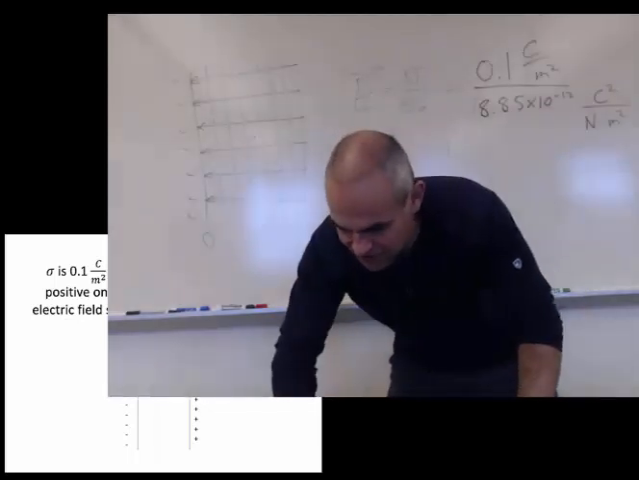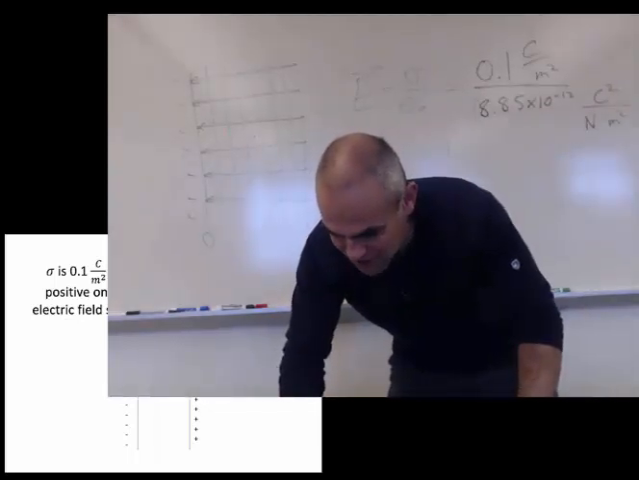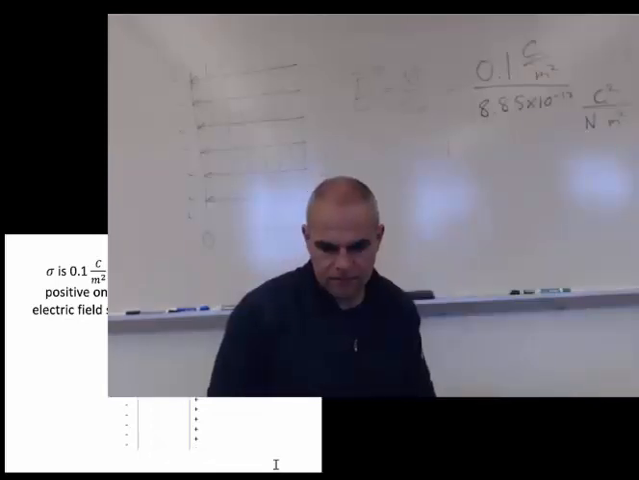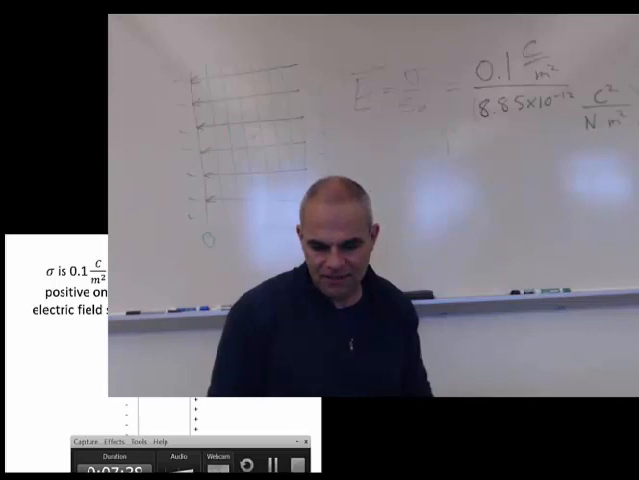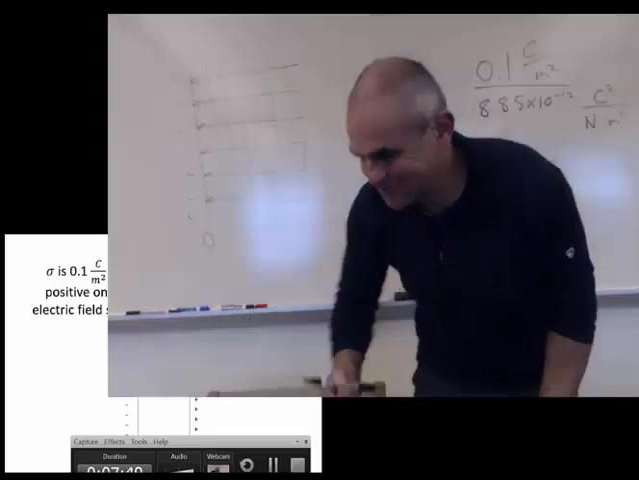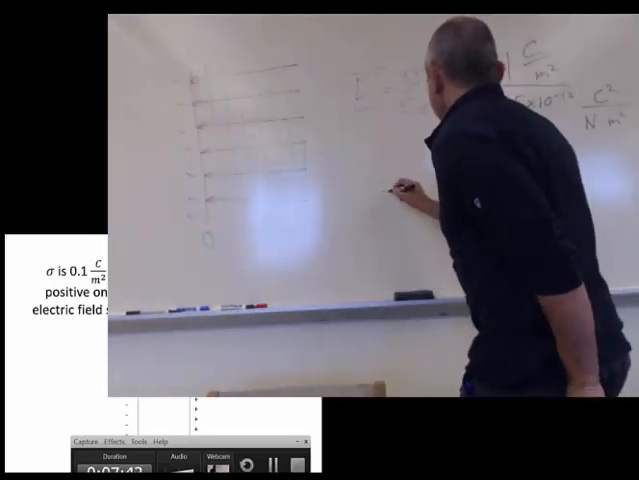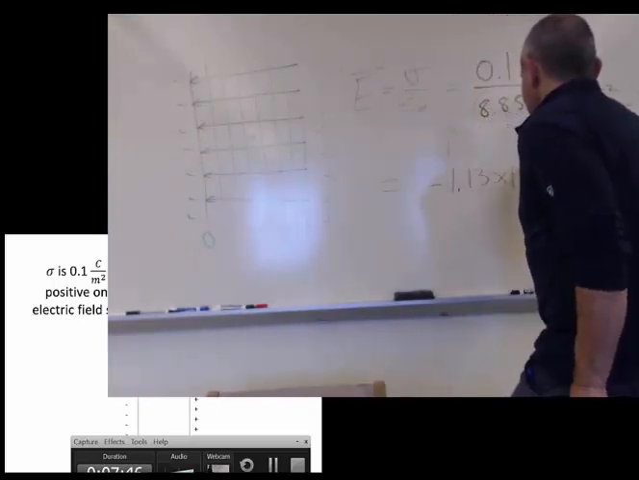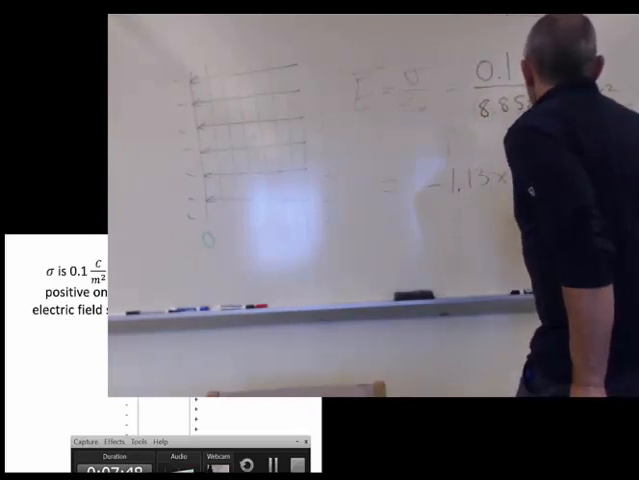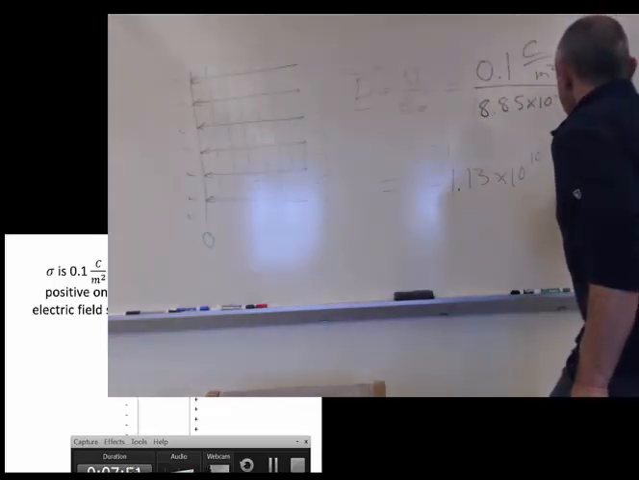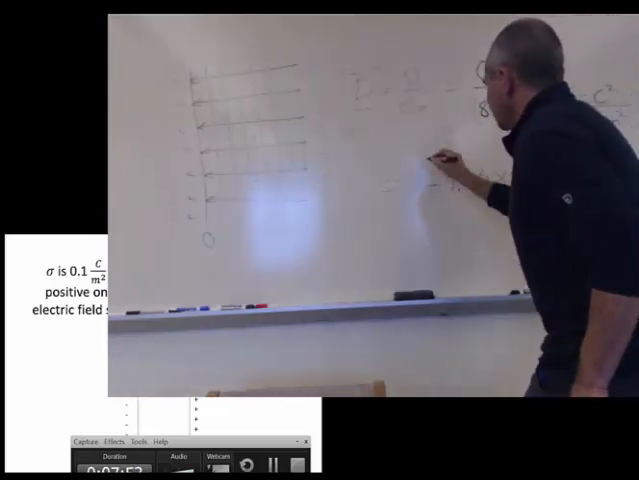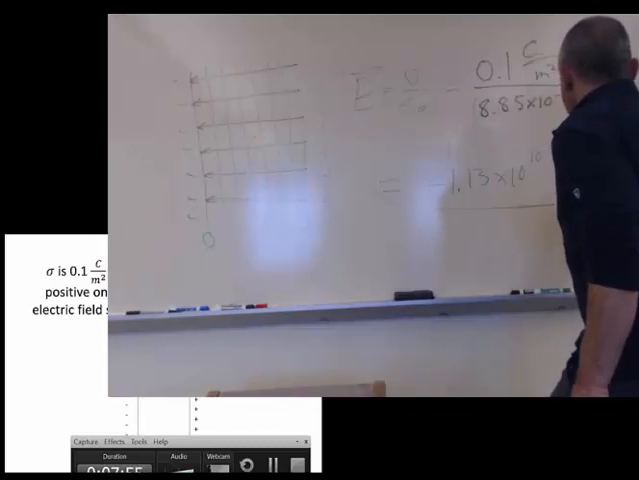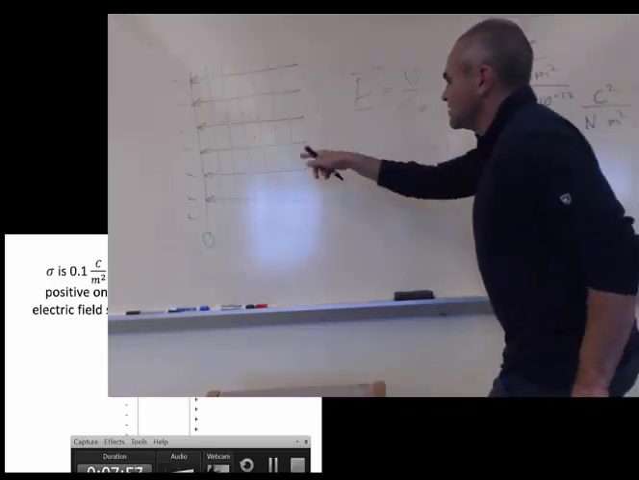And I'm going to pause this. I need my calculator for this. I'm not going to try to do it in my head right now. Okay, I got 1.13 times 10 to the 10th. I hope you got something like that too. So I'll put minus 1.13 times 10 to the 10th newtons per coulomb i hat. That is the strength of the electric field in between these two plates.